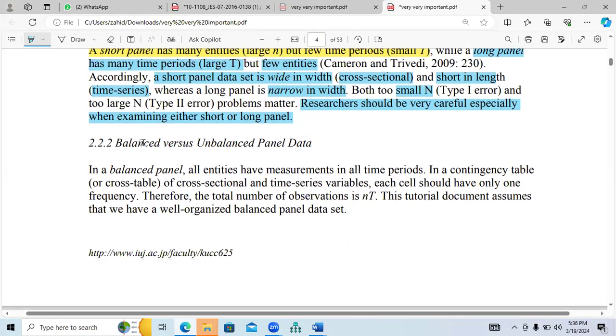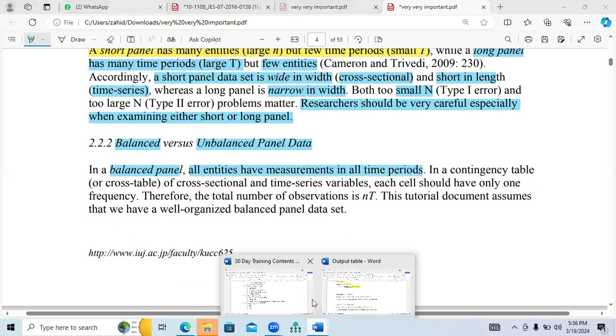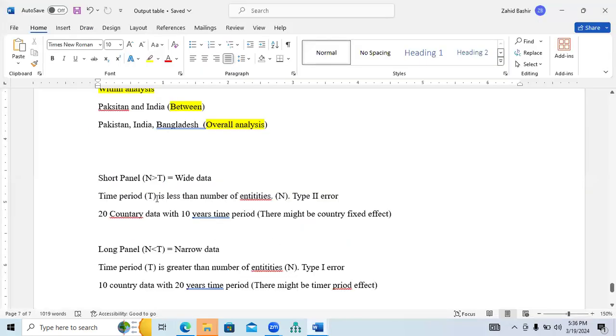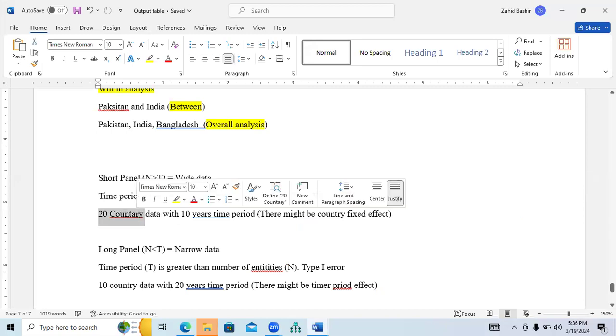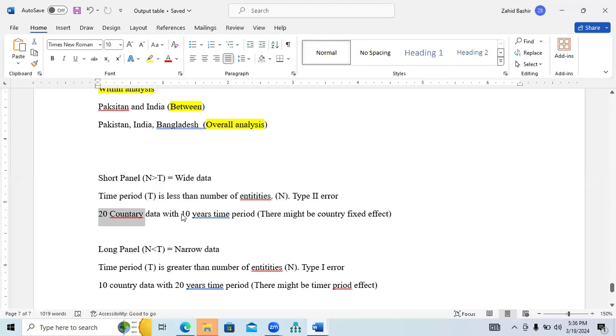The second consideration that you need to understand is the difference between balanced and unbalanced panel data. You may have heard about this procedure. In a balanced panel, all the entities have measurements in all time periods. So let's take a look. If we have 20 countries and all the 20 countries have 10 years of time period data, it means a balanced panel.